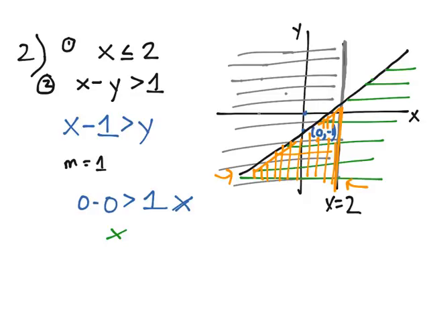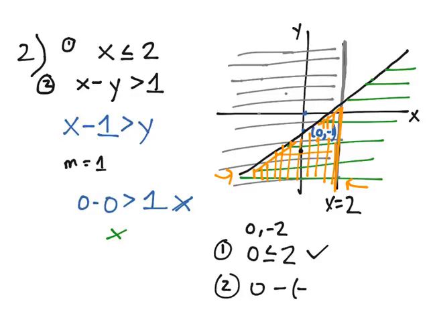To see if this works, let's take the point 0, comma minus 2, which should be somewhere there, and see if it satisfies both. 0, comma minus 2. So for the first inequality, we would have 0 is less than or equal to 2. That's correct. And for the second inequality, we have 0 minus minus 2 should be greater than 1. 2 is greater than 1. And that's also correct. Cool.